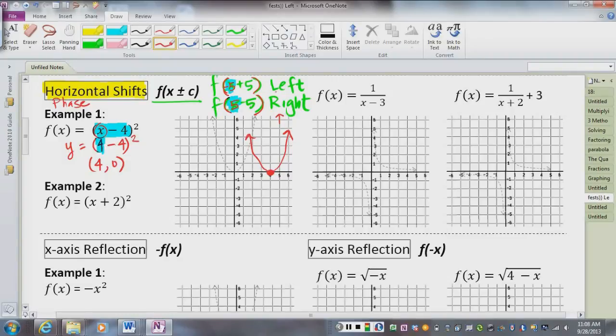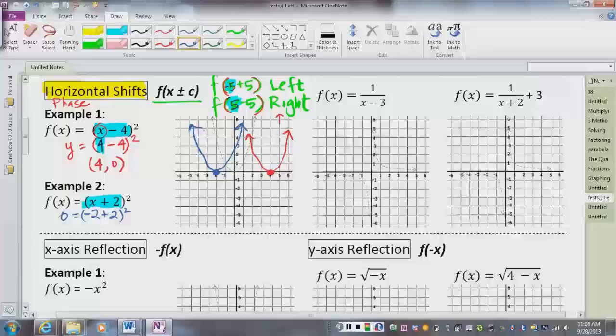So let's look at our second graph, example 2. I look at this and I think, okay, well, how could I make this 0? How could I find the location of my vertex? Well, this piece here is going to equal 0 when x is negative 2. If x is negative 2, my y value is 0, and that gives me the new location for the vertex, negative 2, 0. From there, I'm going to draw my parabola with exactly the same shape as before.